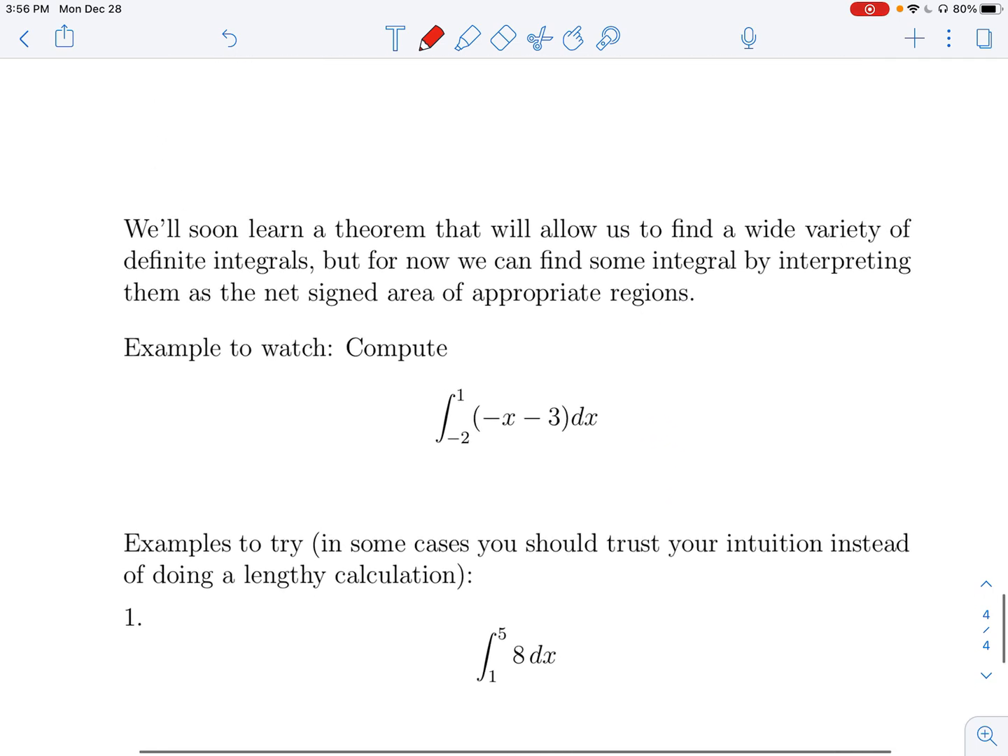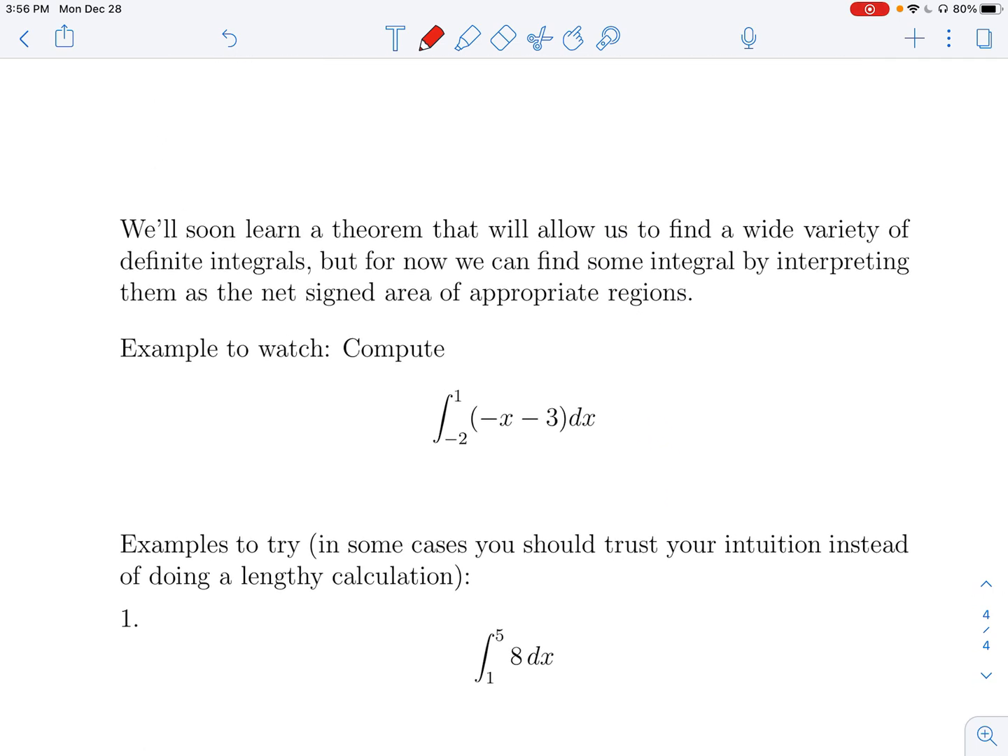So we're going to learn a theorem that tells us how to find a lot of these, and it's called the fundamental theorem of calculus. I'm talking about this to get you used to it. The idea. This is a hugely important theorem.